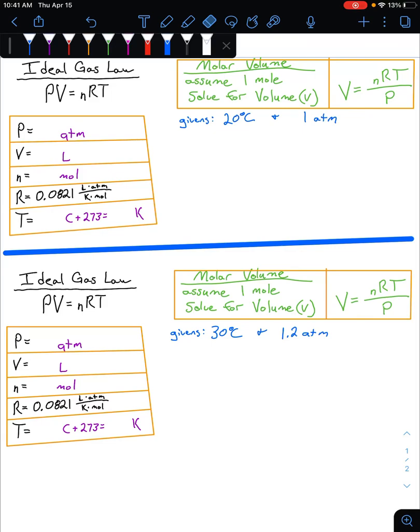Alrighty, everyone. This is a quick tutorial, hopefully, on something called molar volume. Molar volume typically is just defined as any ideal gas at STP, standard temperature and pressure, 0 degrees Celsius, 1 atmosphere, takes up 22.4 liters of space, of volume.